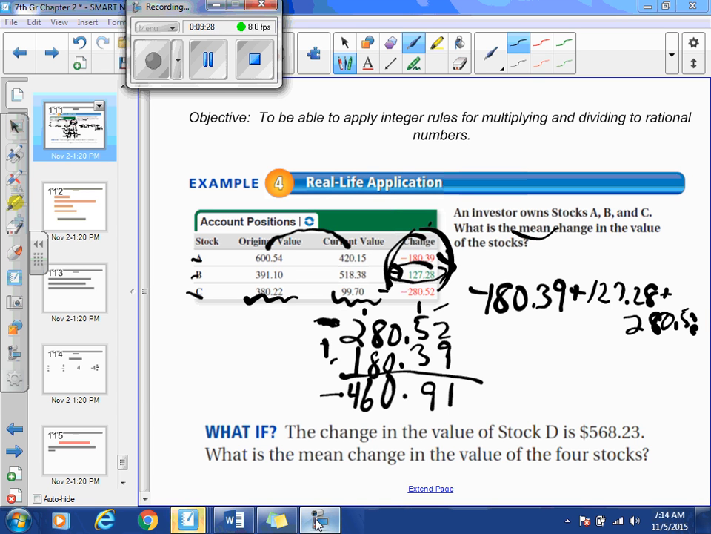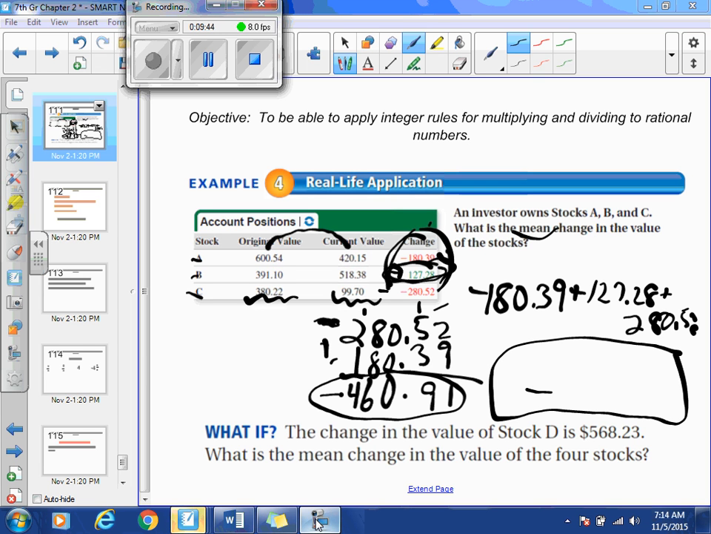All right, so now I'm going to ask myself, okay, what is negative $460.91 plus positive $127.28? All right, am I going to have more negatives or more positives when I add these together? I'm going to have more negatives, so my answer should be negative. Okay, so I'm going to say if I have 460.91 negatives, all right, and I cancel out 127 of those, because I have about 127 positives that can cancel with 127 of those negatives, how many negatives will I have left?